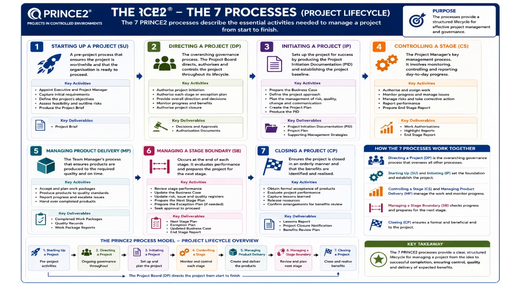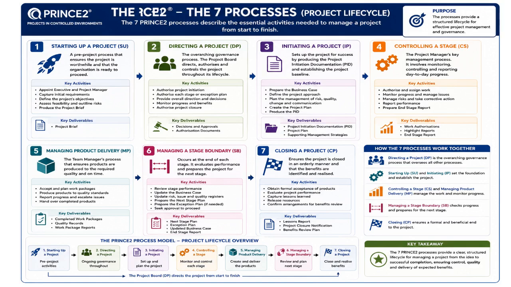The fifth process is managing product delivery, or MP. This process focuses on the actual creation and delivery of products or deliverables by the delivery teams. Team managers accept work packages, produce outputs to agreed quality standards, monitor progress, and report performance back to the project manager. This process ensures that products are delivered on time, within scope, and at the required level of quality.